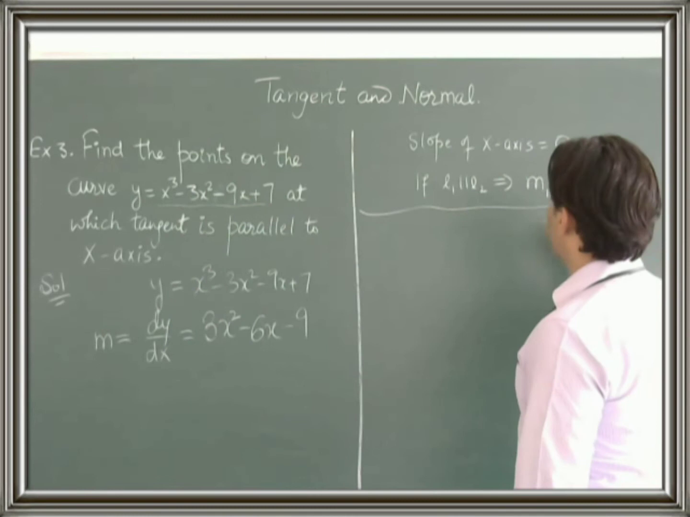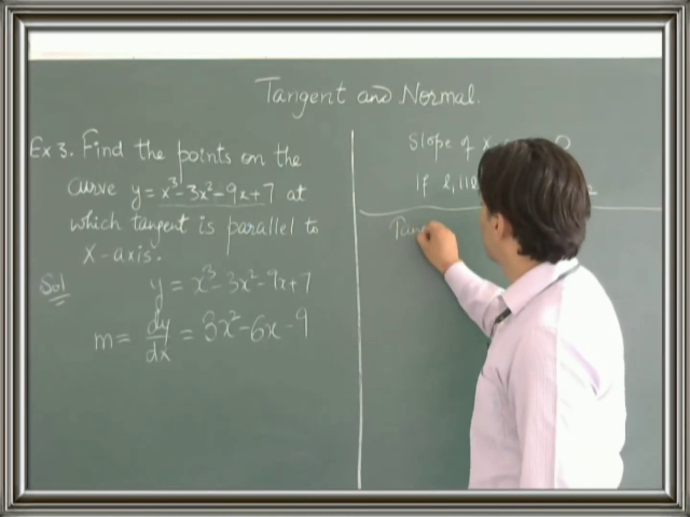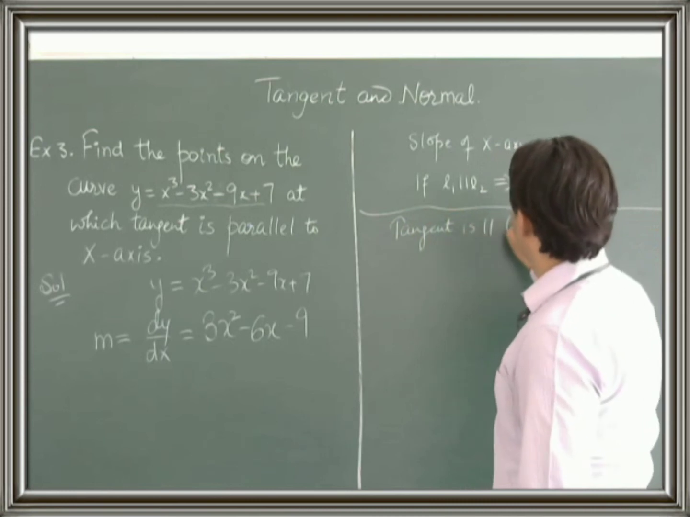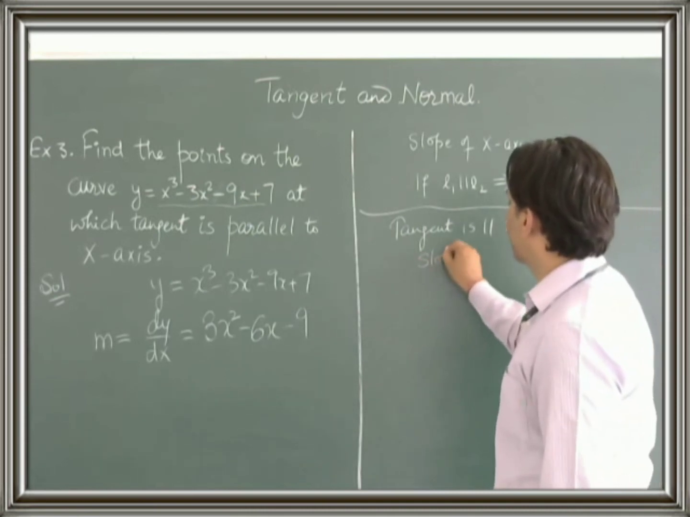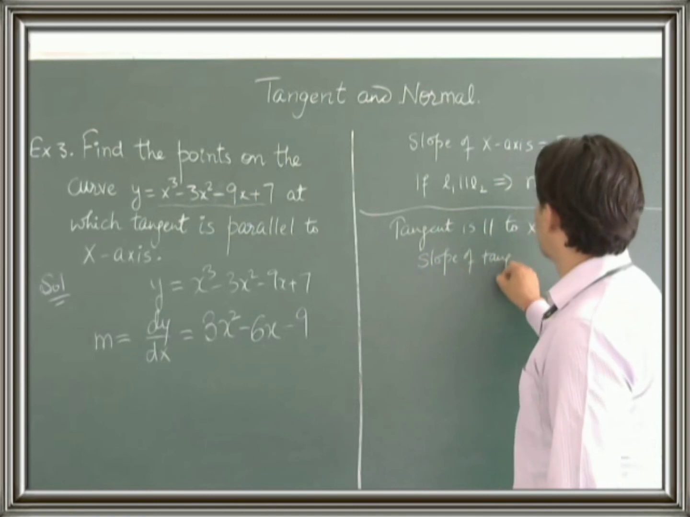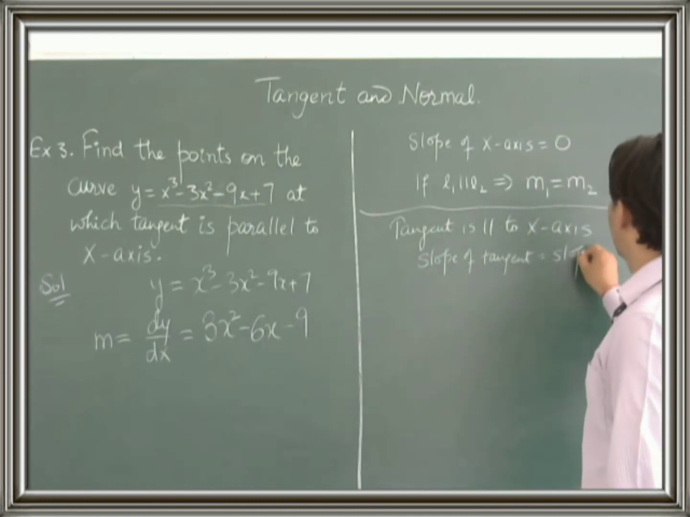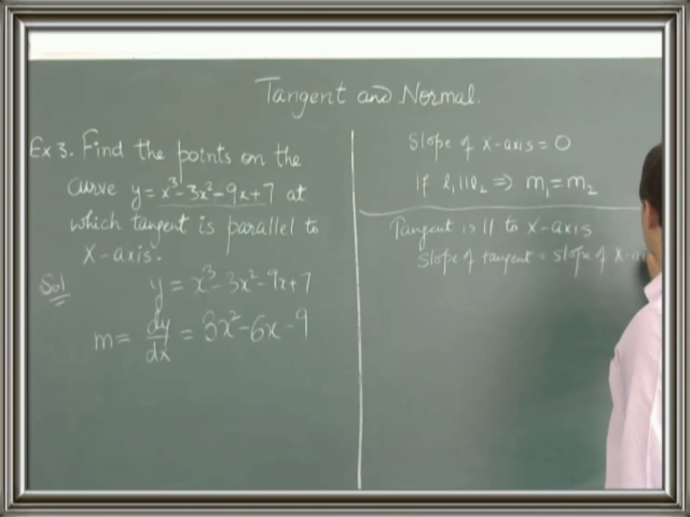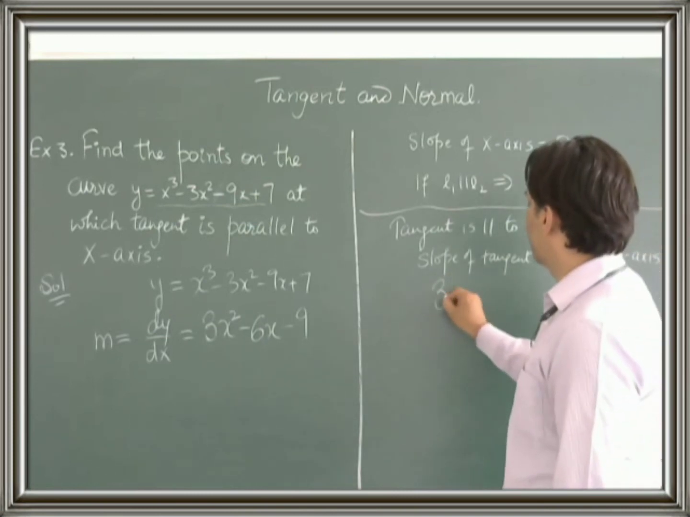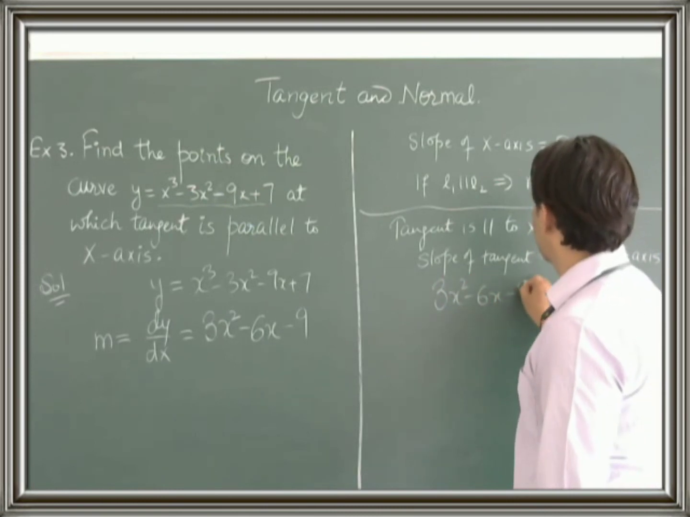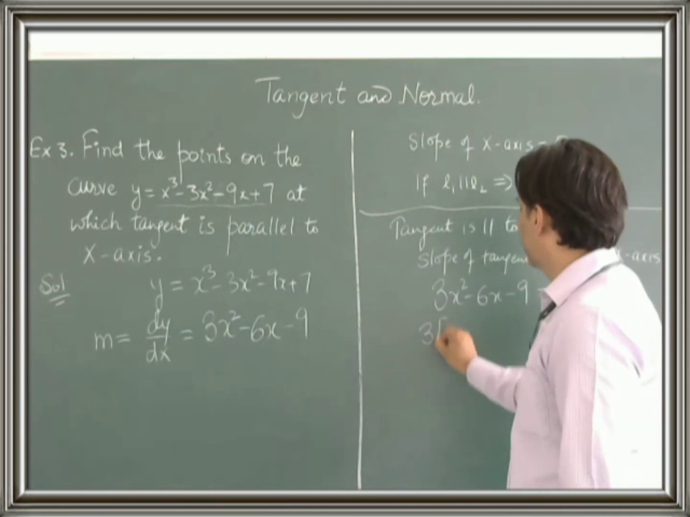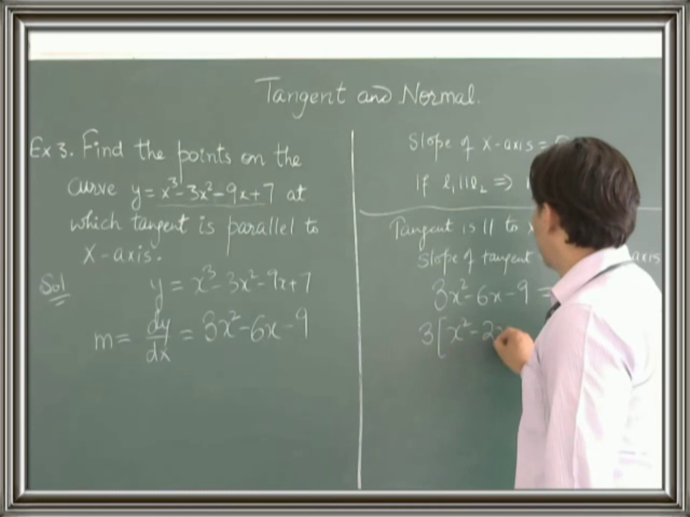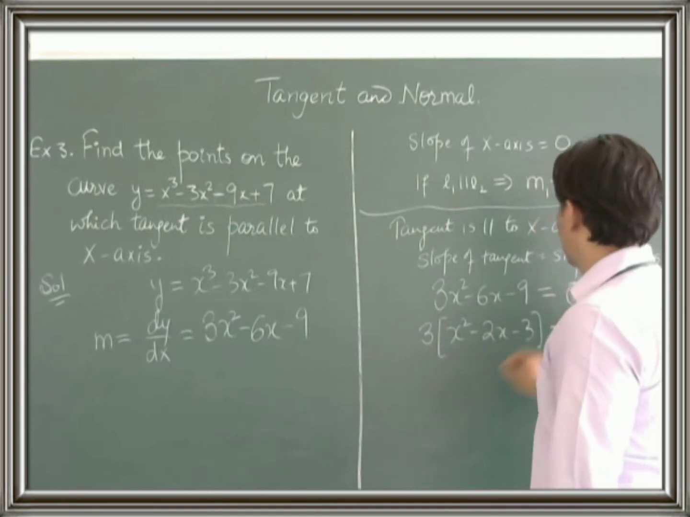Now, since your tangent is parallel to the x-axis, therefore slope of tangent is equal to slope of x-axis. तो slope of tangent आपका क्या होगा? 3x square minus 6x minus 9. और slope of x-axis आप जानते हैं 0. तो यहां से हमें एक इक्वेशन मिल गई, quadratic equation. We can simplify it. 3 common लेंगे आप. x square minus 2x minus 3 is equal to 0.